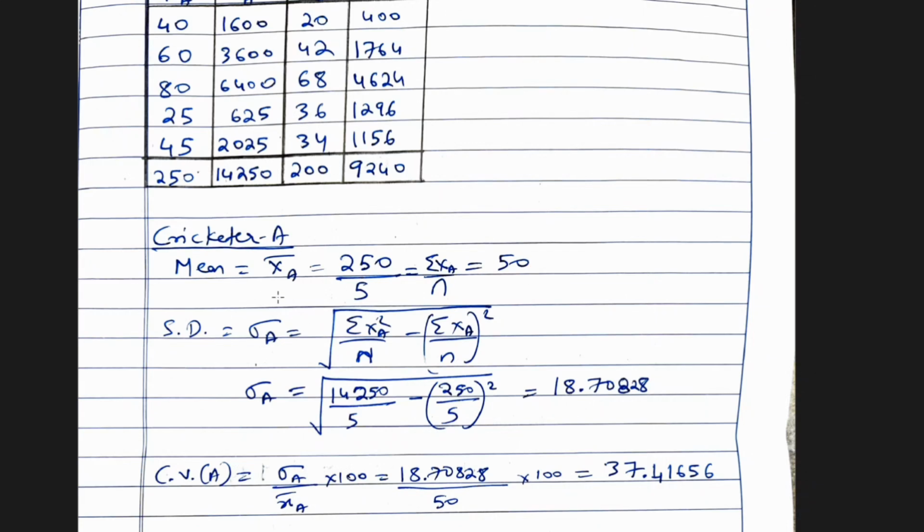Next, standard deviation, root of summation of x square A. This x square A means, x means the runs of A, player A. So x square A divided by n minus summation of xa divided by n whole square.